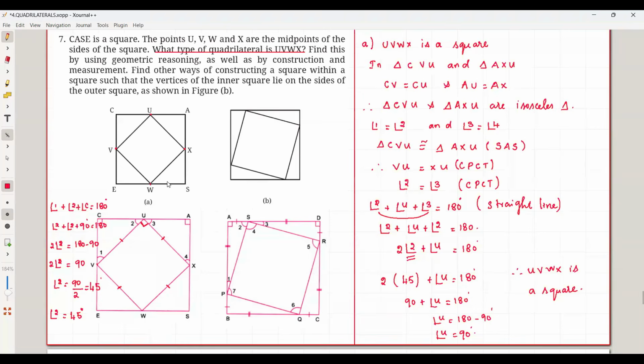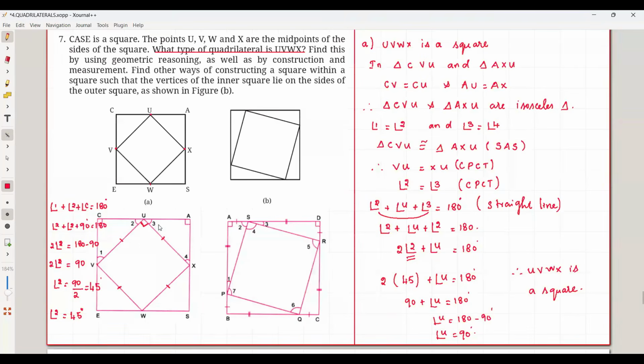Once again, I'll quickly explain the concept. By seeing the diagram, we can easily identify this is a square, correct? For giving the proof, take the two triangles, triangle CUV and triangle AXU. Choose these two triangles and prove they are congruent. If the two triangles are congruent, corresponding angles and corresponding sides will be equal. We have proven sides are equal and you have to prove one of the angles is 90 degree. For that, based on the isosceles triangle property, you find angle 2. Angle 2 we are getting as 45.